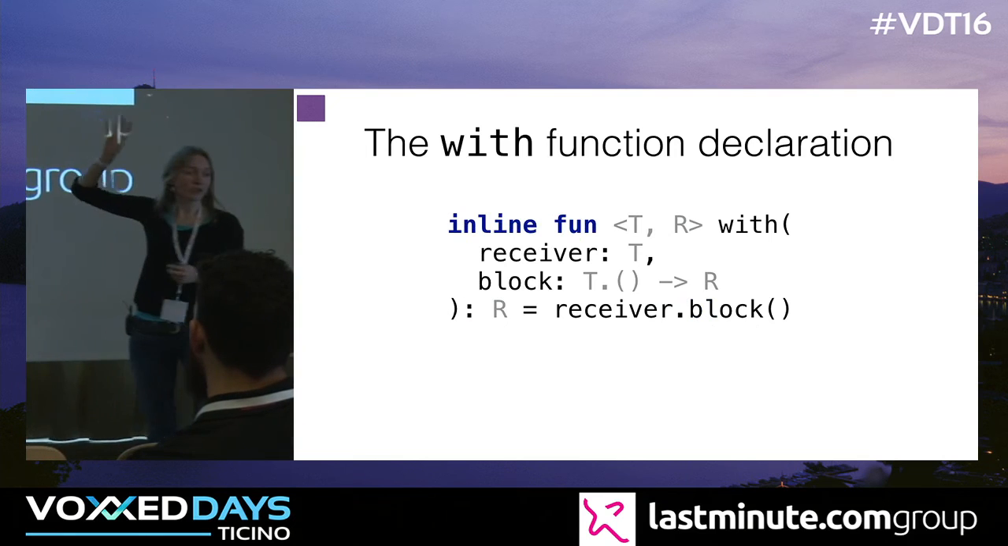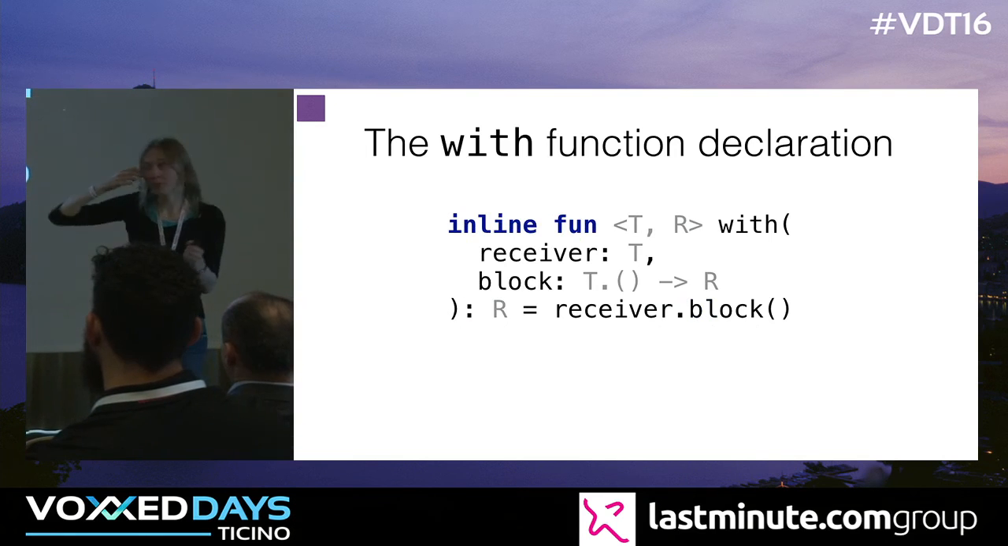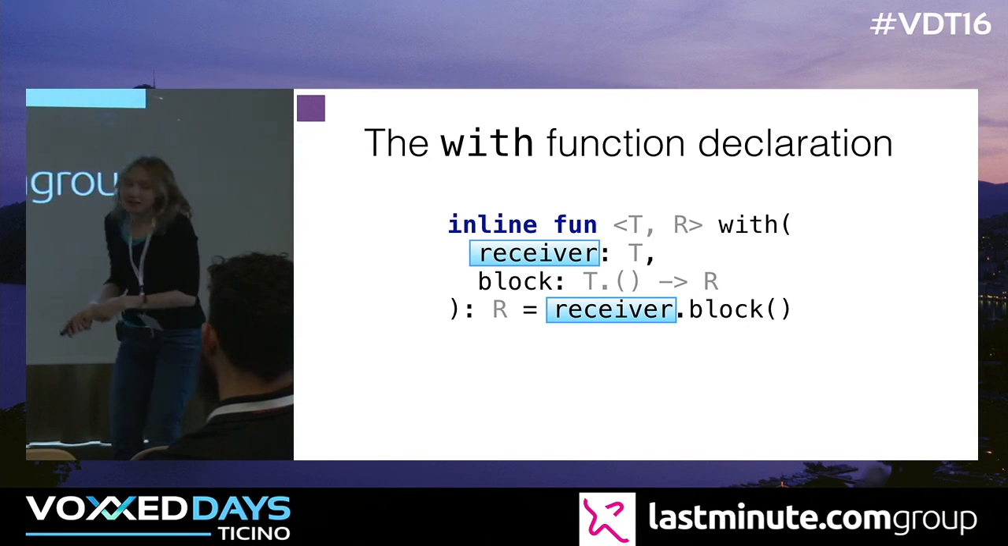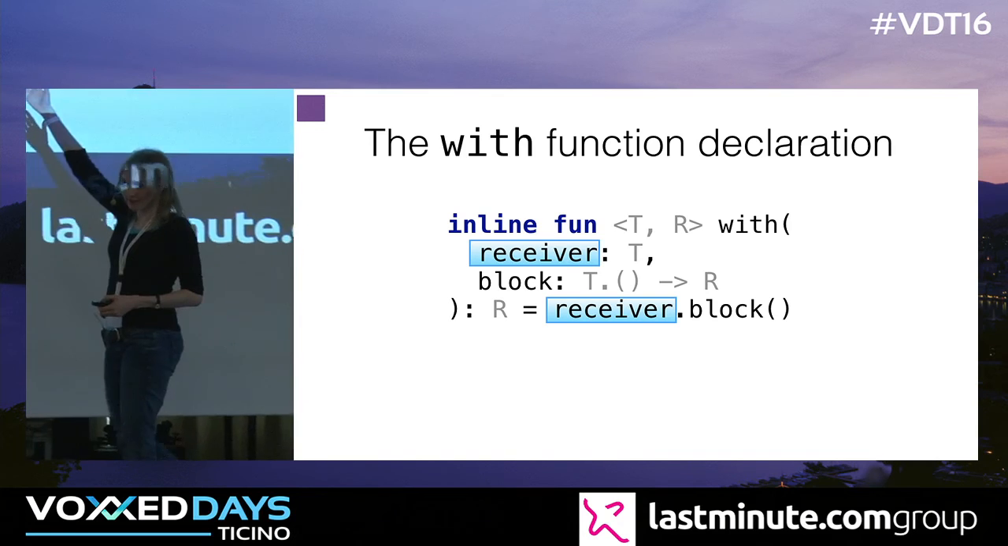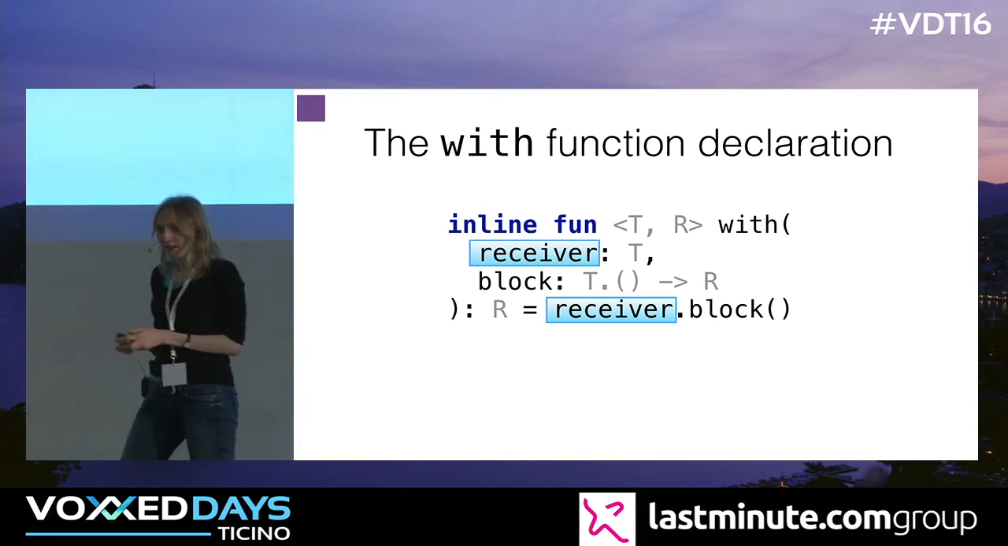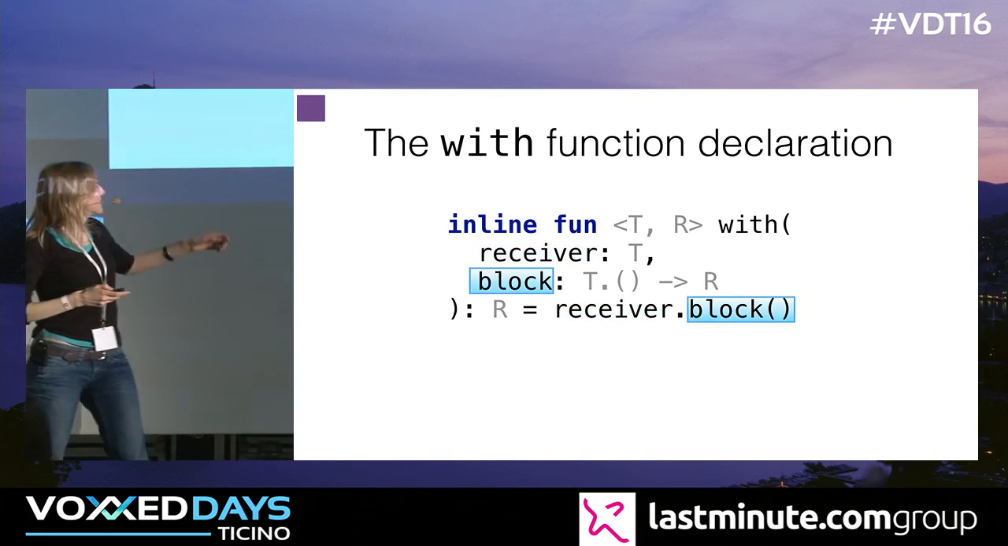So again, you can ignore the types for now, if you prefer. Basically, the with function has two arguments, two parameters. The first one is the receiver, the string builder in the example before. And the second one is a lambda.